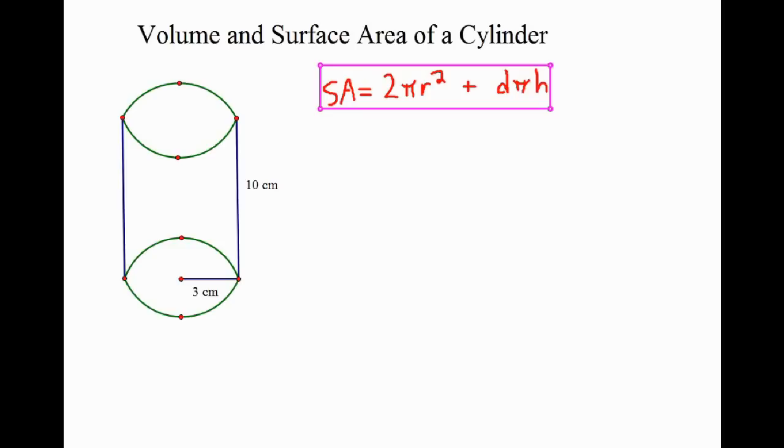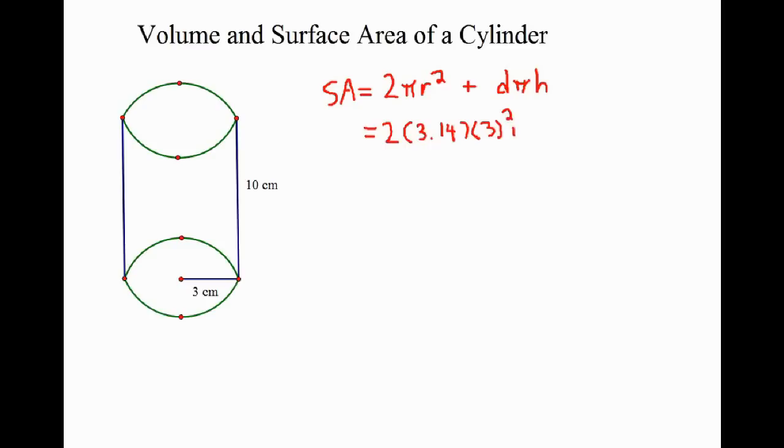So if we take a look at this example, now that we've developed that equation for the surface area of a cylinder, let's just go ahead and substitute in our values here. So we'll start with the 2 pi r squared part. So pi is 3.14. Our radius in this case is 3. So that's how we would calculate the area of the two circles.